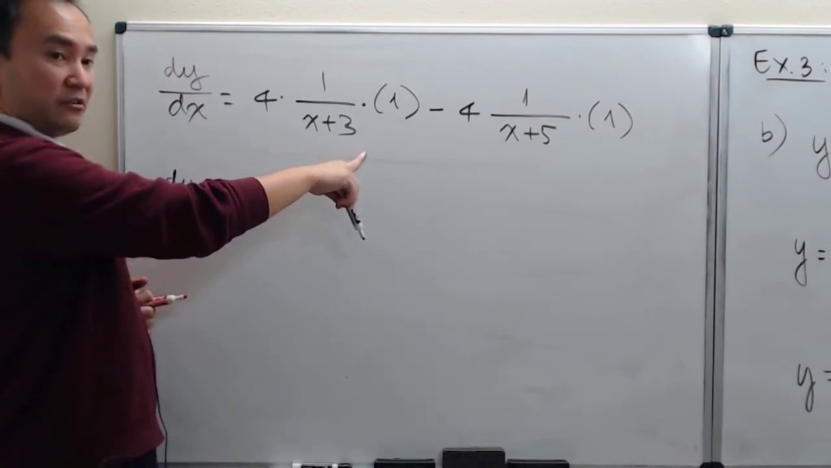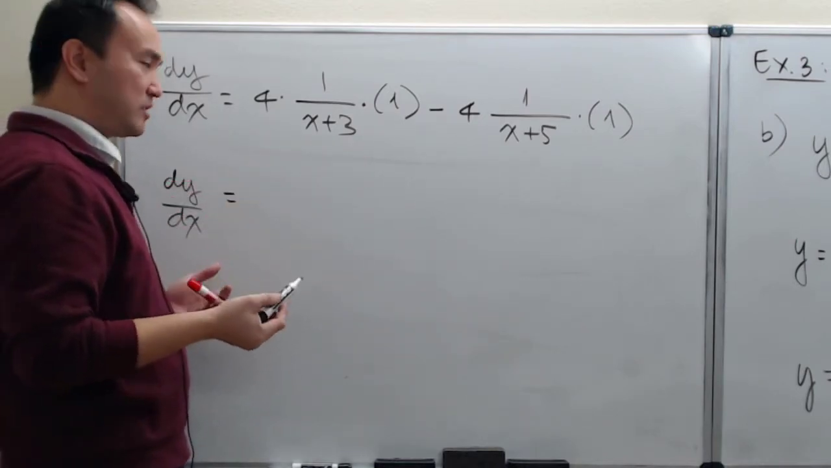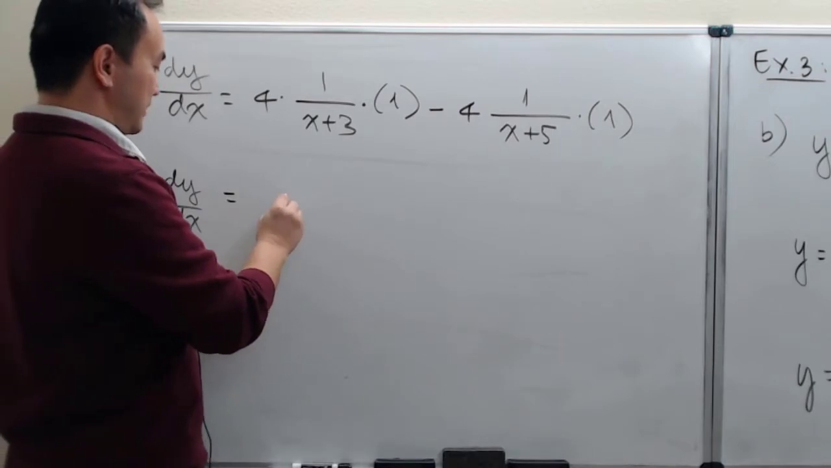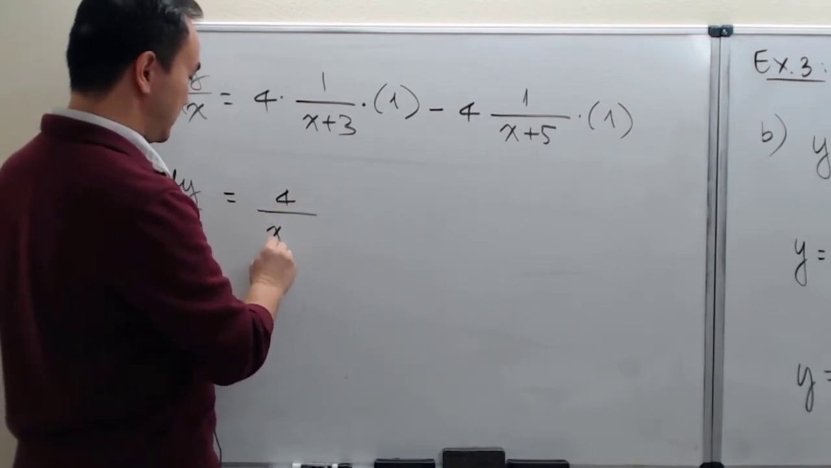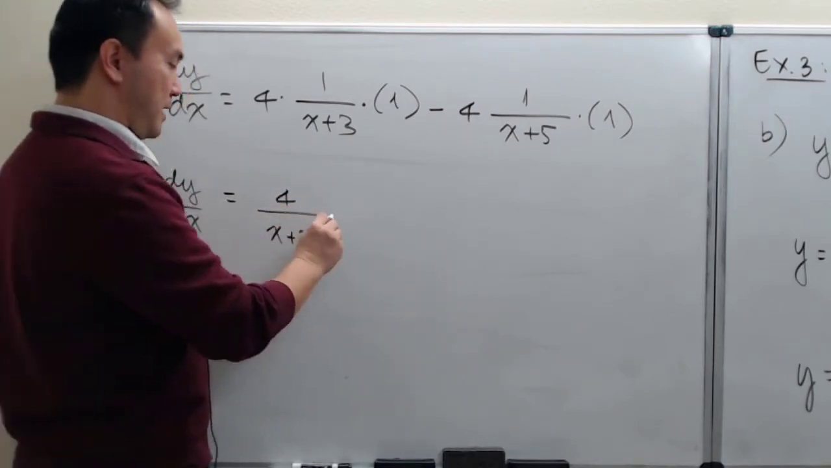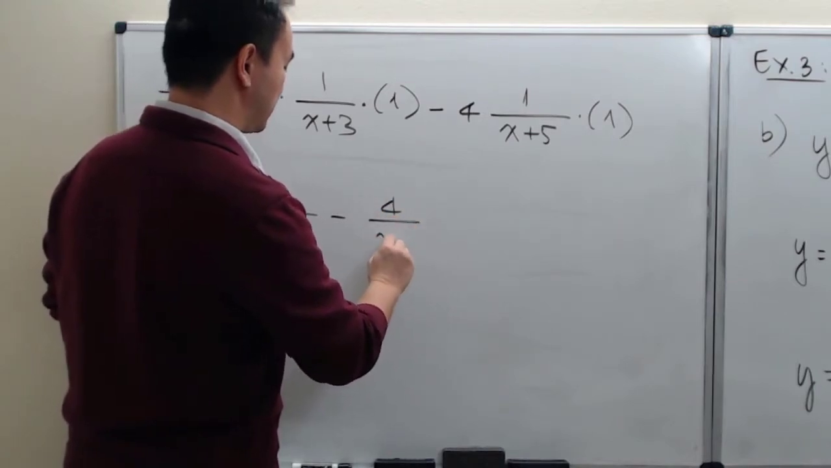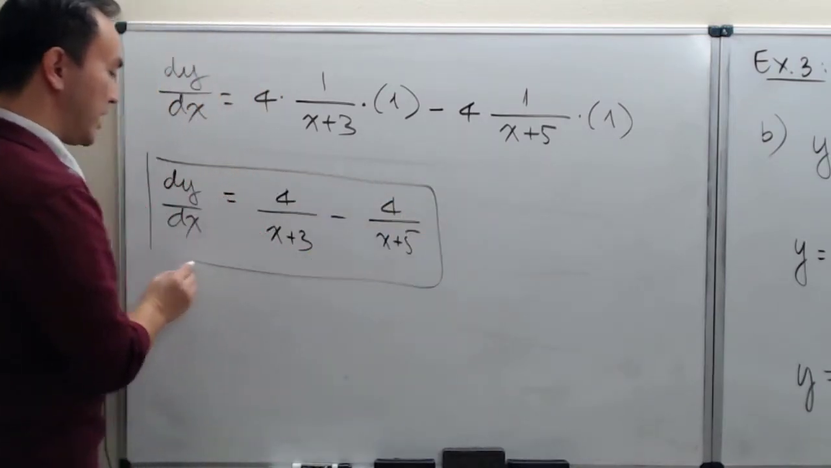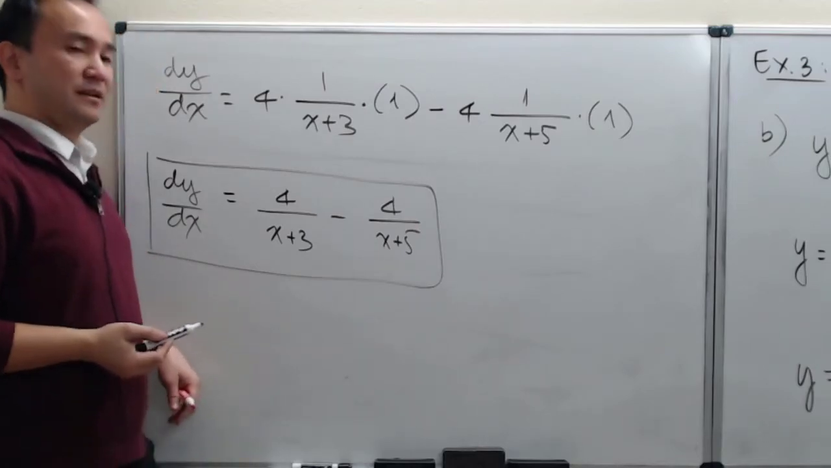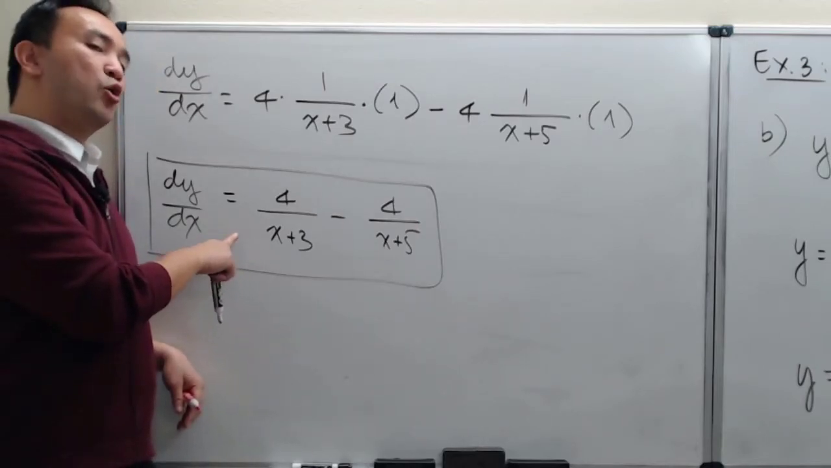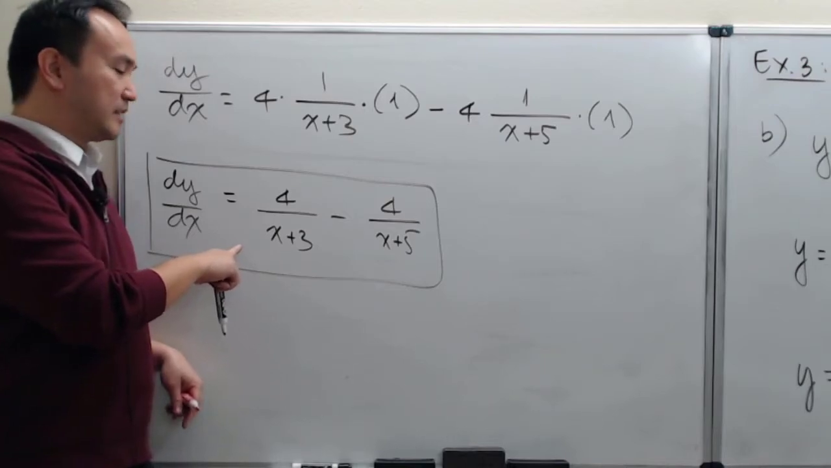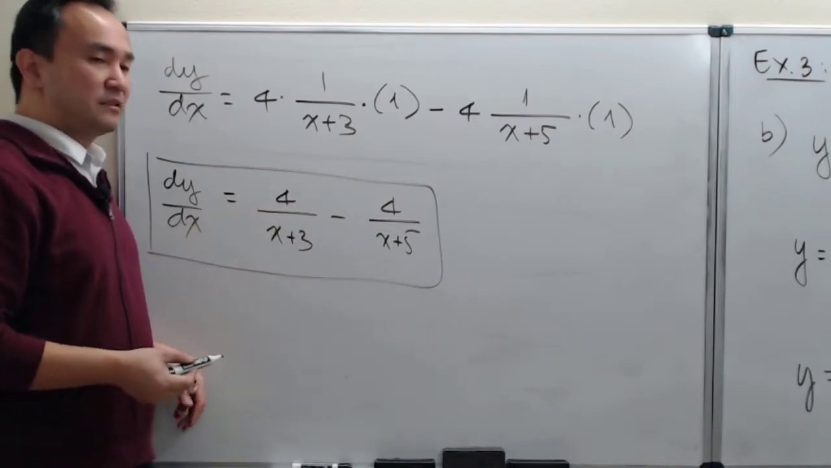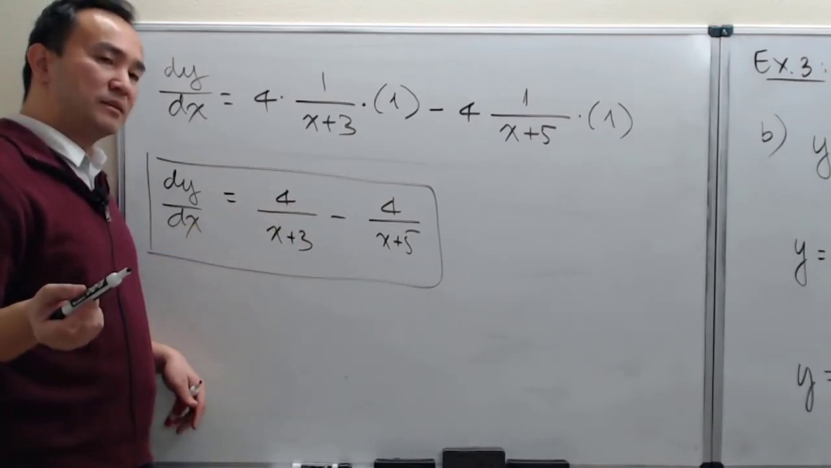And this is already our derivative, but it would be better if we write it all as 4 over x plus 3 minus 4 over x plus 5. Okay, that's one way to write your final derivative. There are instructors who are okay with asking their students to leave the answers like this, and sometimes I'm among them, sometimes I'm not.